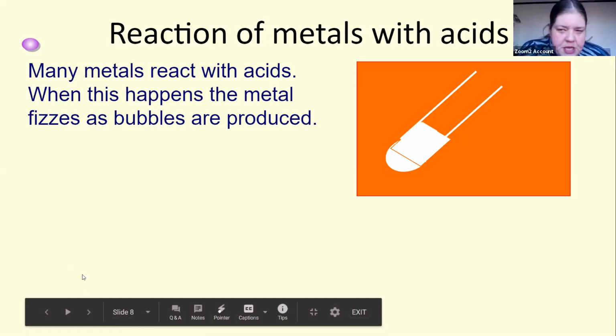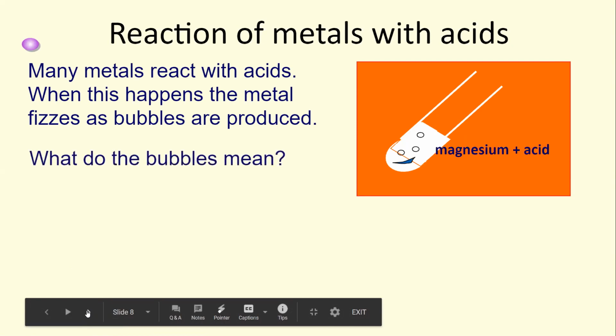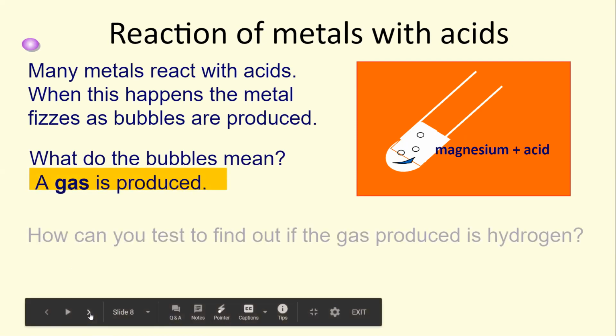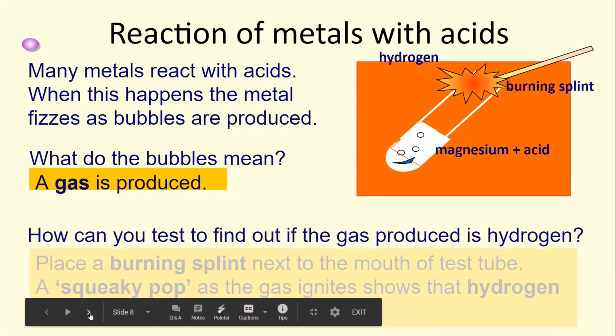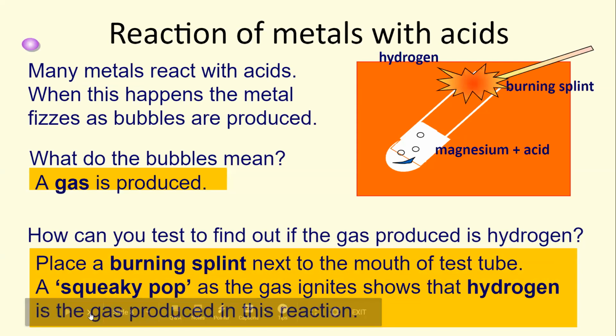And they got the test for it, sir? Some of them did, yes. A few of them. Archie Smith and a couple of anonymous ones talking about the pop test. And that is to put a lit splint near the mouth of the test tube, and it will make a popping sound as the hydrogen reacts with the oxygen in the air to make water again. Yep, it's the squeaky pop.